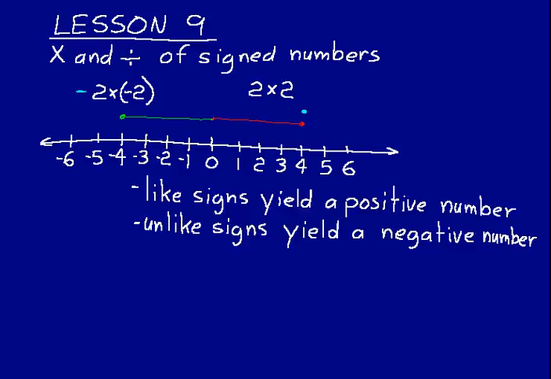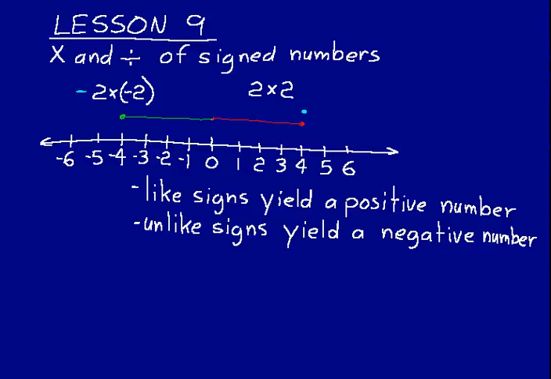So when you're working with multiplication and division of signed numbers, there's a couple of rules that I've written there that will be helpful to remember. Whenever you multiply like signs together, whether it's positive times positive or negative times negative, the result is a positive number. So like signs yield a positive number result. Unlike signs yield a negative number, like our 2 times negative 2 example. We showed that that equals negative 4, so we had a positive times a negative. So unlike signs yield a negative number. And that works in multiplication as well as division.